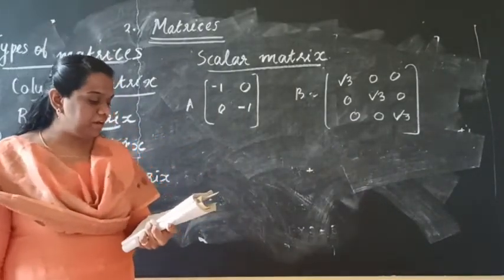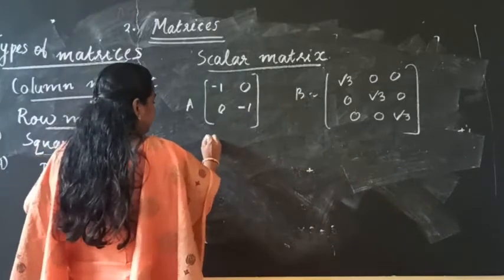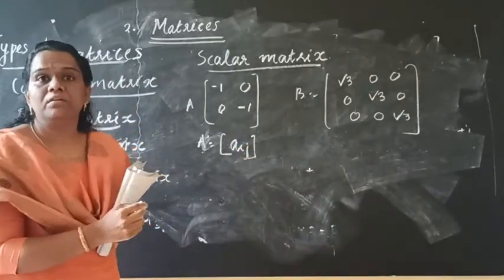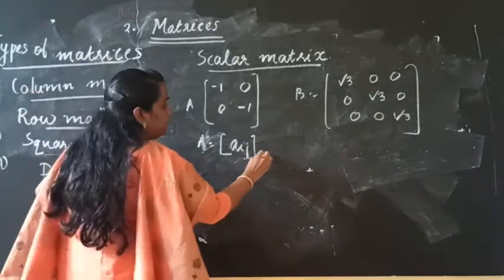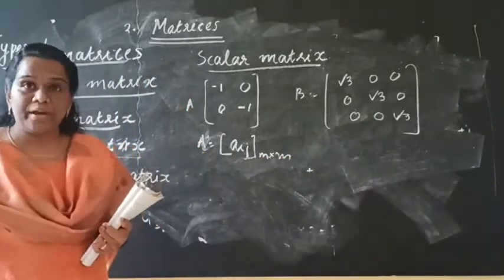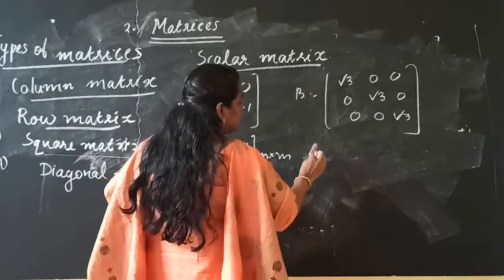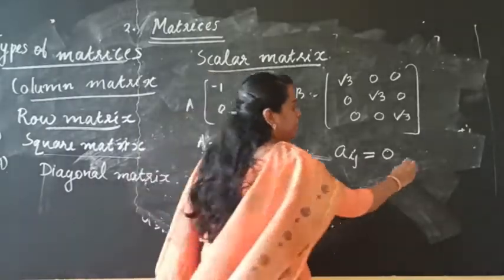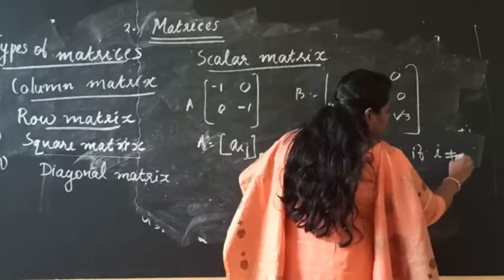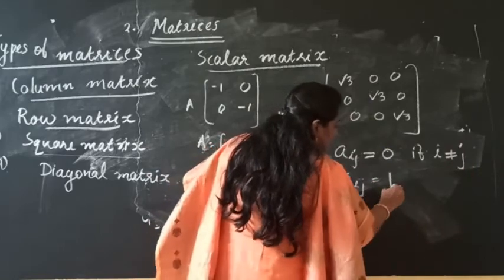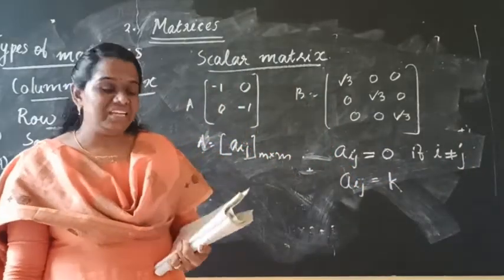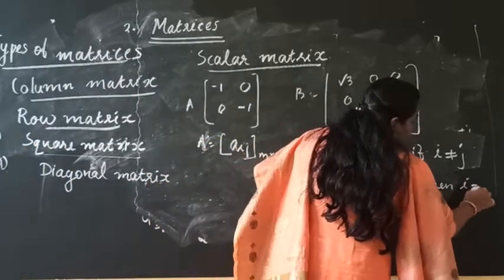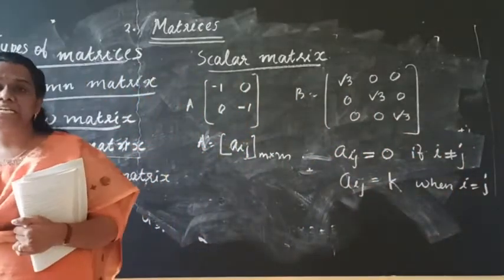What is the definition here? Matrix A is equal to matrix Aij. What is the order here? M by n, since it is a square matrix. And what is the condition here? Aij is equal to 0 if i is not equal to j, and Aij is equal to k, where k can be any constant, when i is equal to j. Such a matrix is known as a scalar matrix.